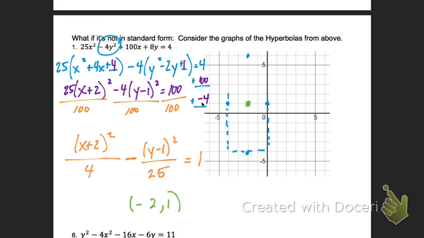But where is the hyperbola going to go? Is it going to go on the sides, or is it going to go up and down? Which one goes first? Sides. On the sides because why? The y is negative. So the x is first. The x is positive.